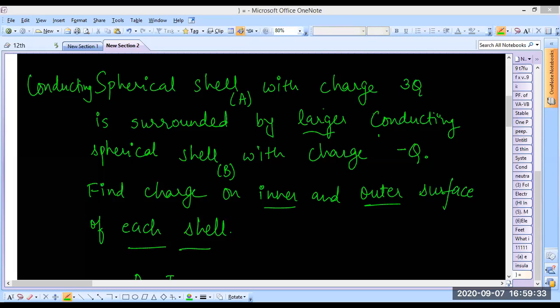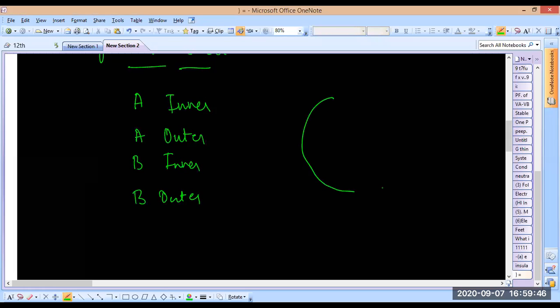Okay, so many people have given the answer. I'm sorry, I was very slow in reading. Okay, let's discuss. First of all, diagram. So this is the shell B, here A. See, these are shells, all right?